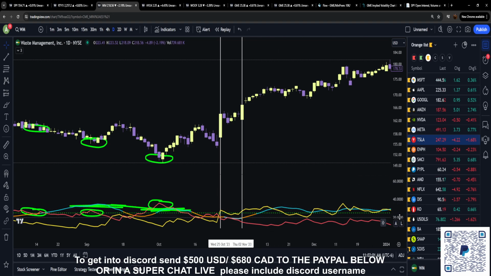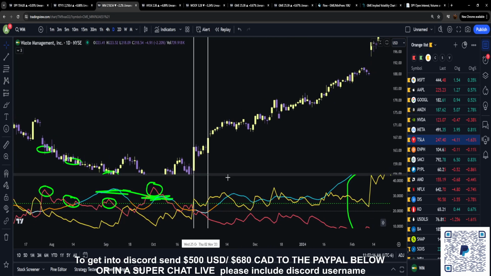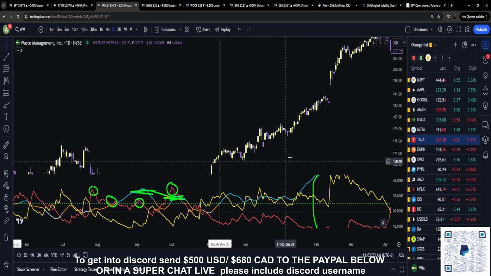Yes, exactly. It broke above 20. And it started to signal to us that there was some trend strength beginning to show up. And then it rose above 25. And look at what happened to price once you rose above 25, chat. Look at what happened to price once you rose above 25. Look at that.